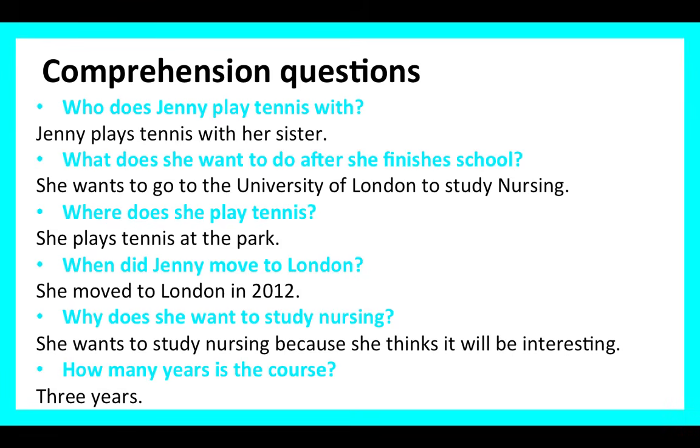Here are the answers. Who does Jenny play tennis with? Jenny plays tennis with her sister. What does she want to do after she finishes school? She wants to go to the University of London to study nursing. Where does she play tennis? She plays tennis at the park.